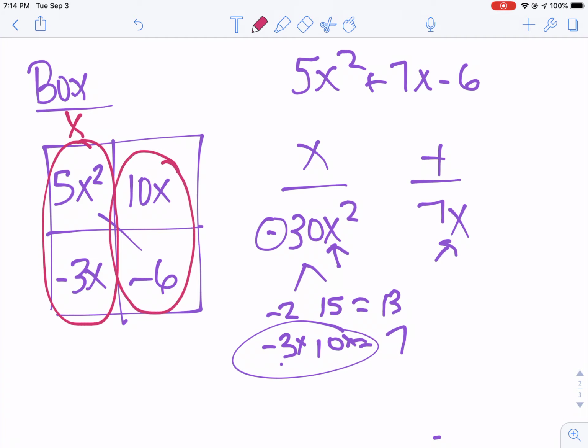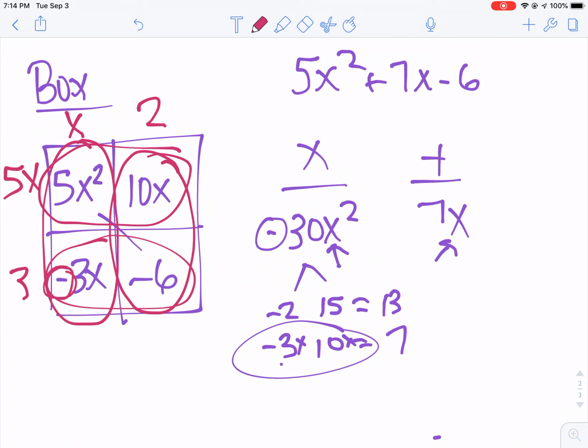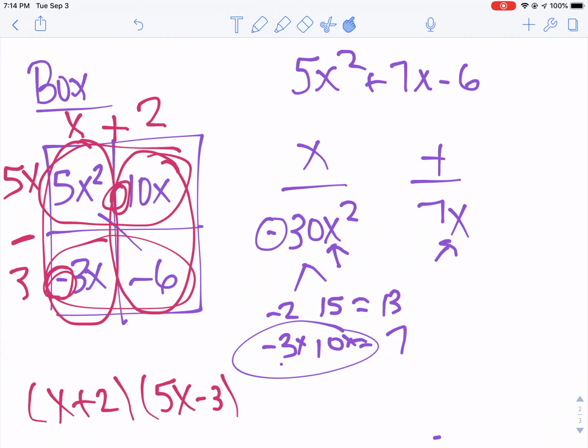10x and 6 have a 2. 5x squared and 10x have a 5x. And 3 and 6 have a 3. Because this is negative, we're going to put a negative here. And because this is positive, we're going to put a plus sign there. So your two factors become x plus 2 and 5x minus 3. So that's the box method.